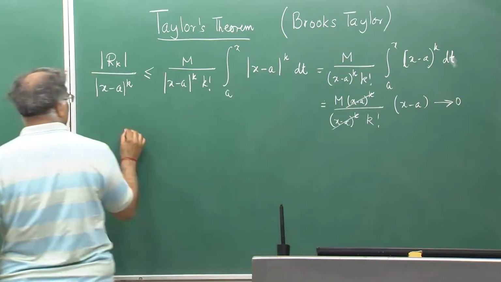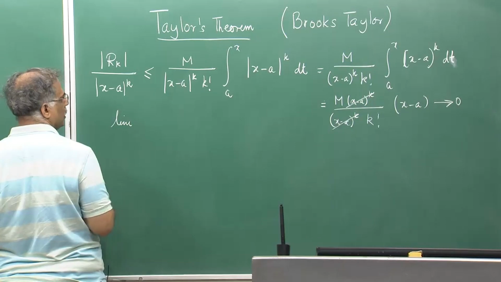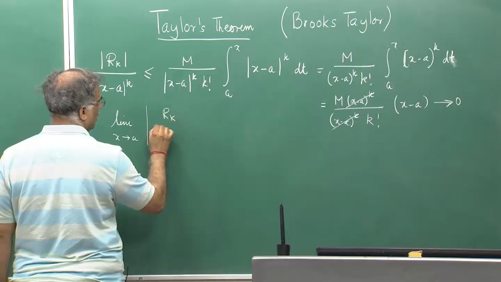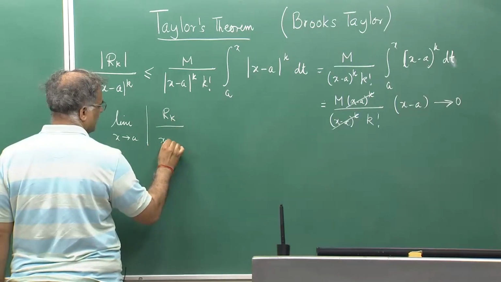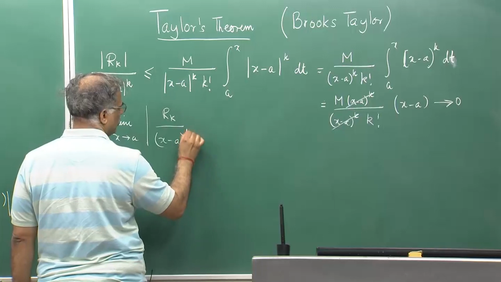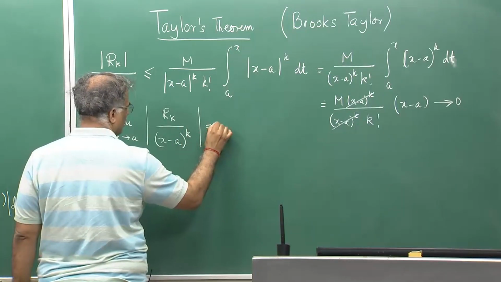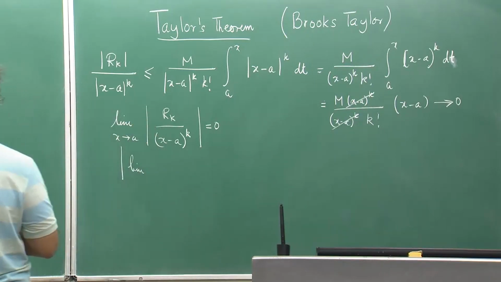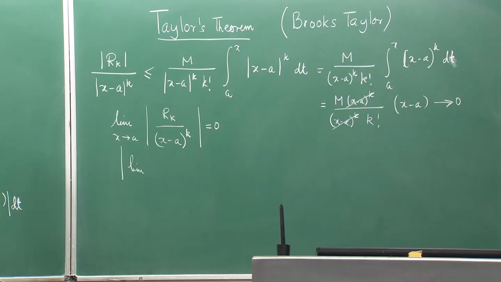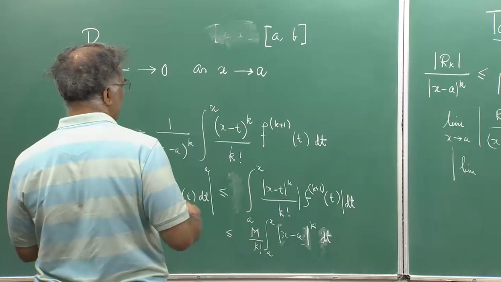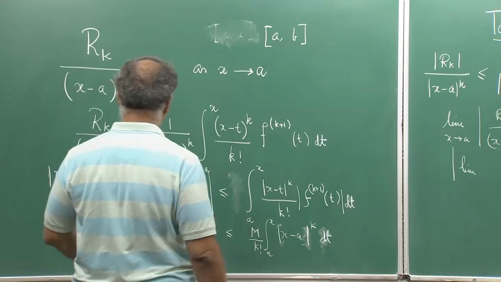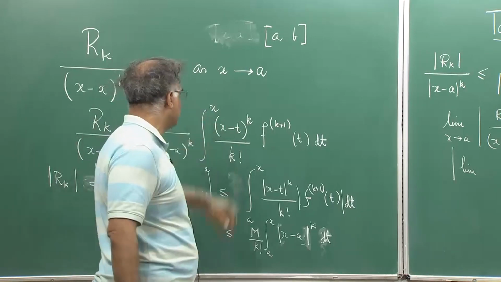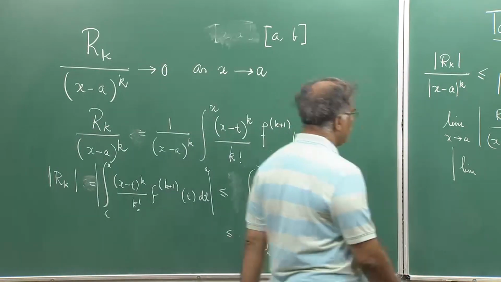So what happens? The limit as x tends to a of the modulus of R_k by (x minus a) to the power k goes to 0. And I know that, because this is a continuous function, assuming this integral as a function of x is continuous, I can actually take the limit inside.